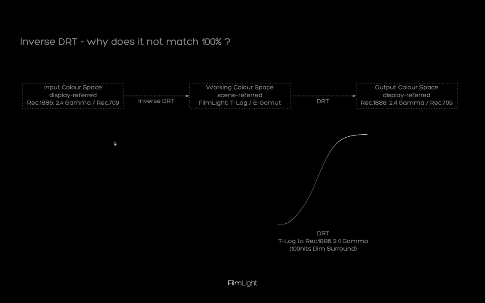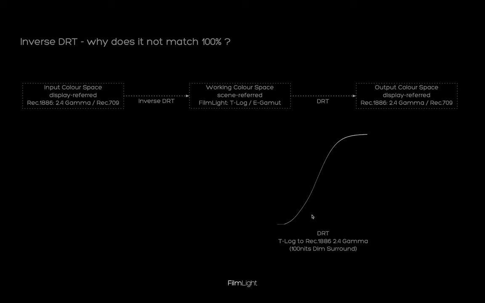The color space journey of the shot looks like this. Input is display referred Rec 1886. Then it gets converted to T-Log E-gamut with the inverse DRT. And the DRT converts it to display referred Rec 1886 for the output. The inverse DRT should be the exact inverse of the DRT. Then the output Rec 1886 and the input Rec 1886 will look the same. This is a plot of the DRT converting from T-Log to Rec 1886.